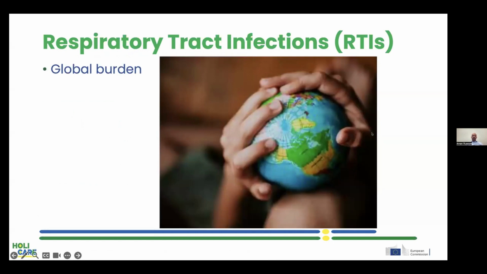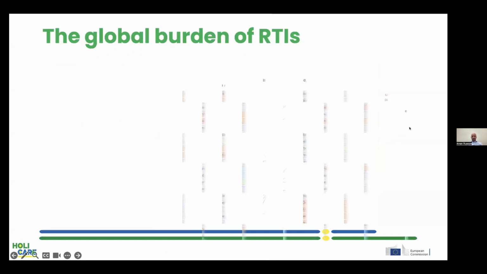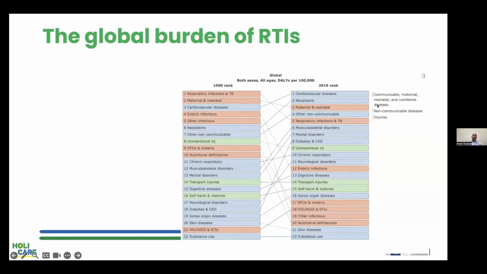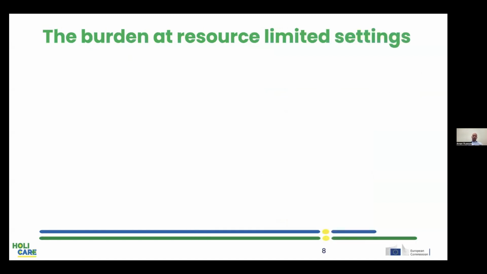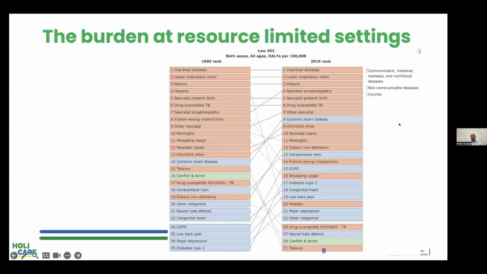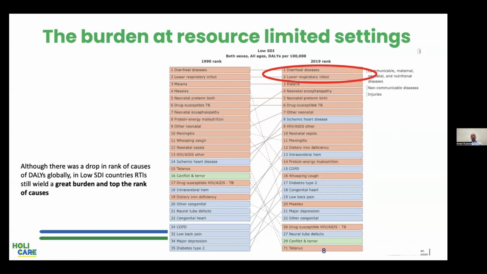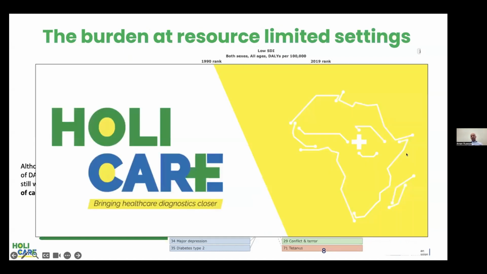If you look specifically at respiratory tract infections, this is a global view of what has been, let's say, the highest ranking in terms of mortality globally. Cardiovascular disease and cancer are on top. But if you look specifically at the burden in resource-limiting settings, you see that lower respiratory tract infections and diarrhea are among the top burdens. So this has really been the focus of HoliCare: looking at respiratory diseases.